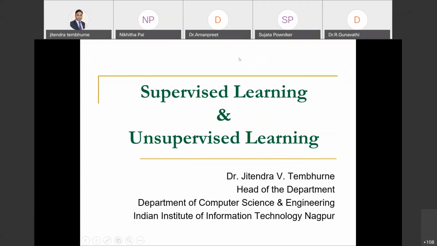Now, in this session, we are going to learn about what supervised learning and unsupervised learning are.